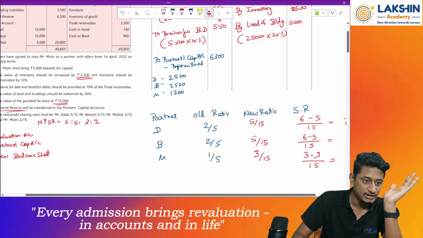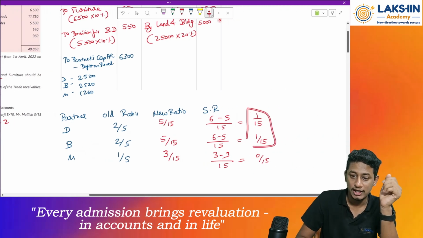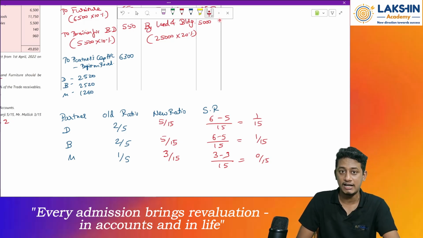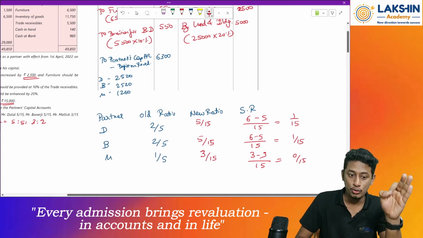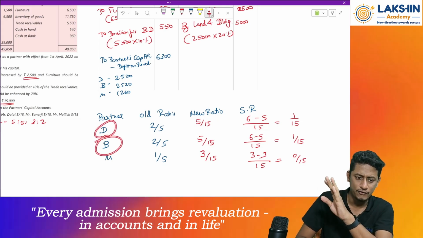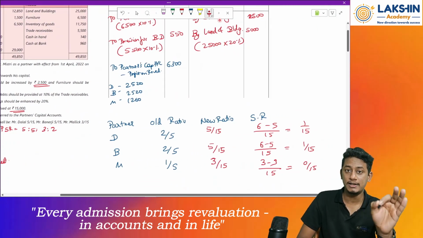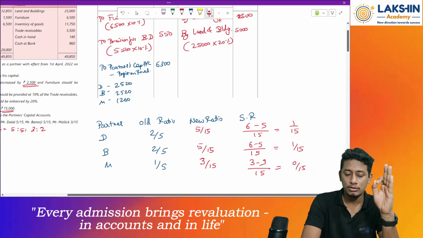He is not sacrificing any amount for the new partner. It is Mistry, I guess, right? Yes, the partner's name is Mistry. Towards Mistry, he is not sacrificing any amount. Clear? So only two partners are sacrificing. Now tell me, if there is any goodwill entry passed, what will the entry be? The gaining partner's account is debited and the sacrificing partners' accounts are credited. In my case, the new partner is Mistry, so Mistry's account is debited to Dalal's account and Banerjee's capital account.